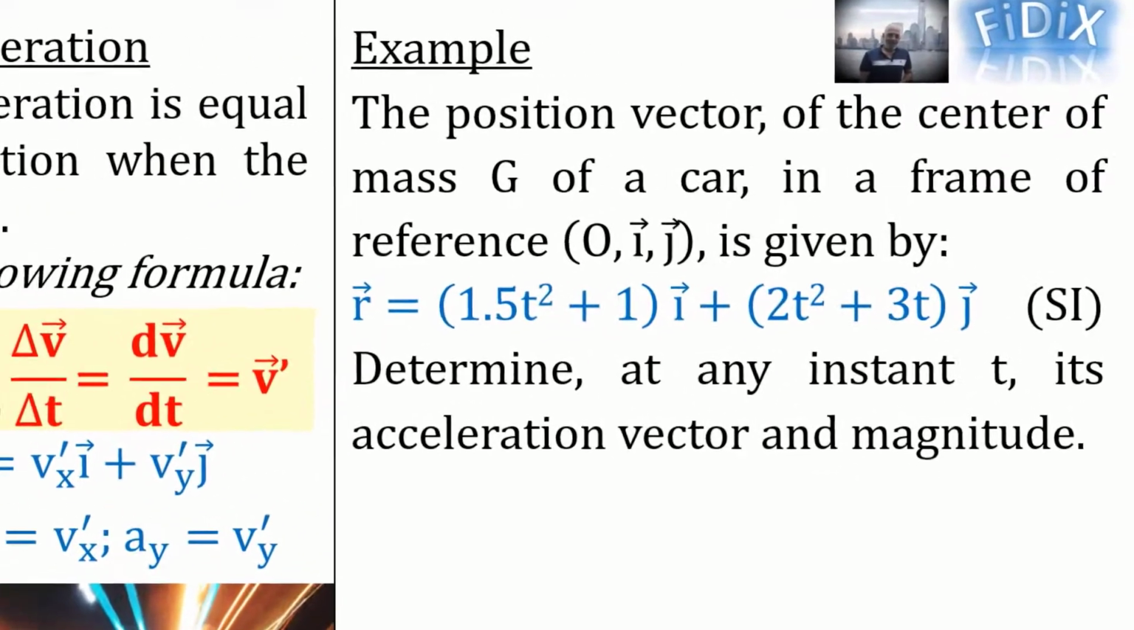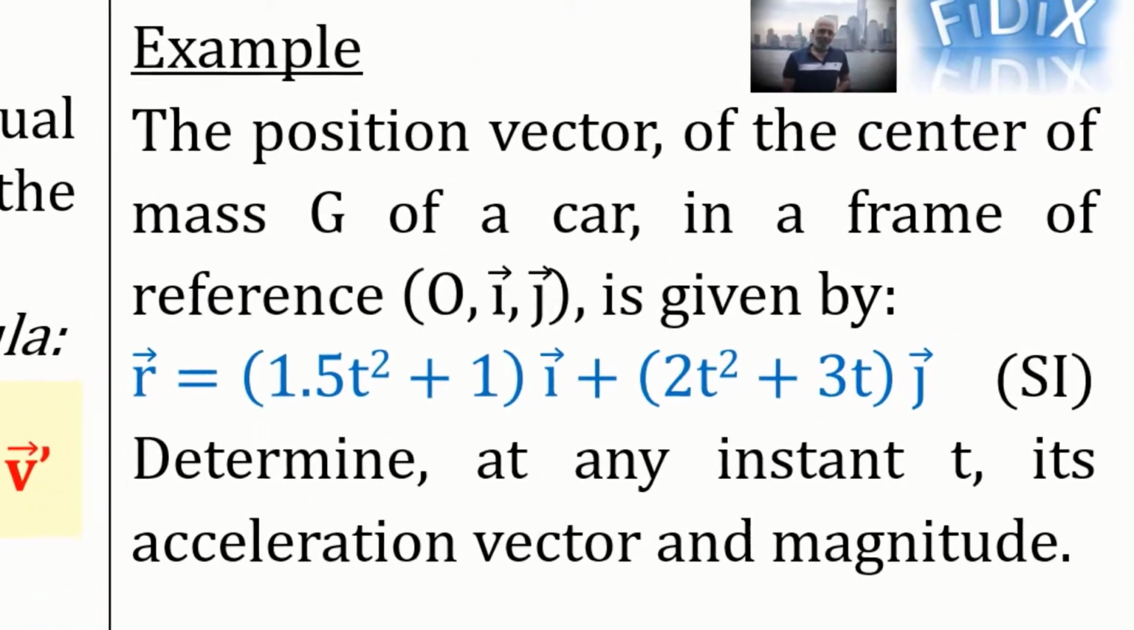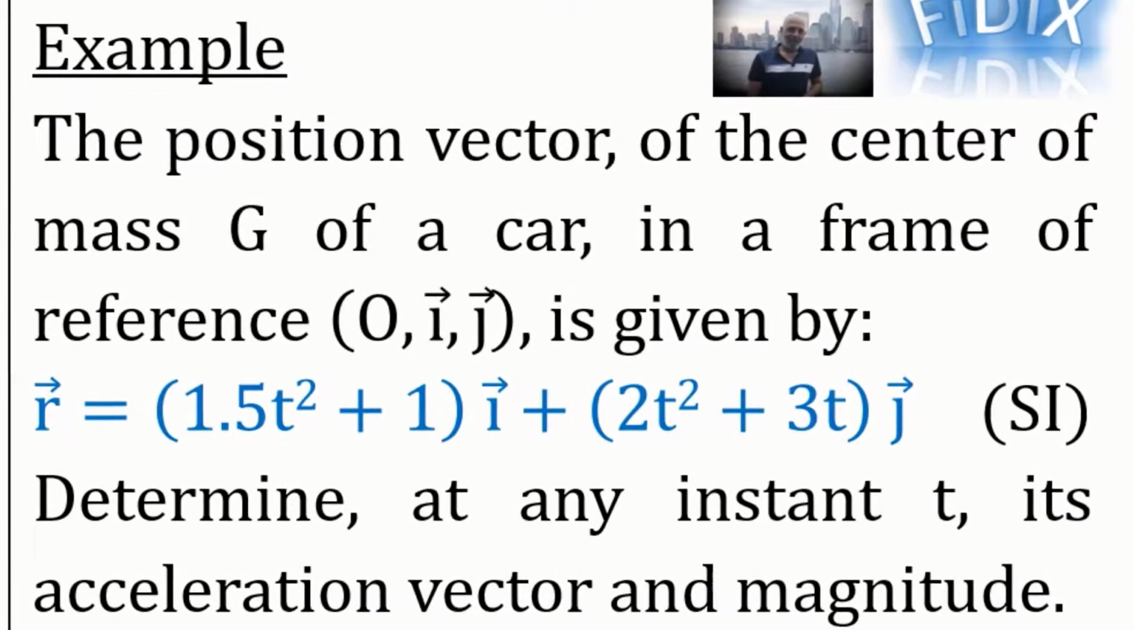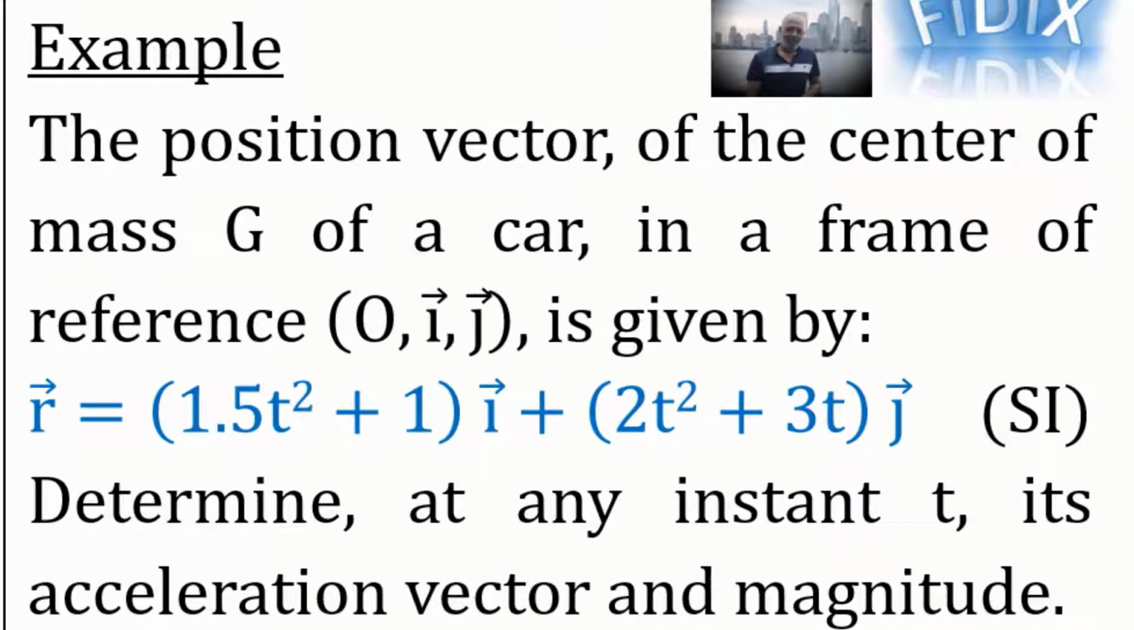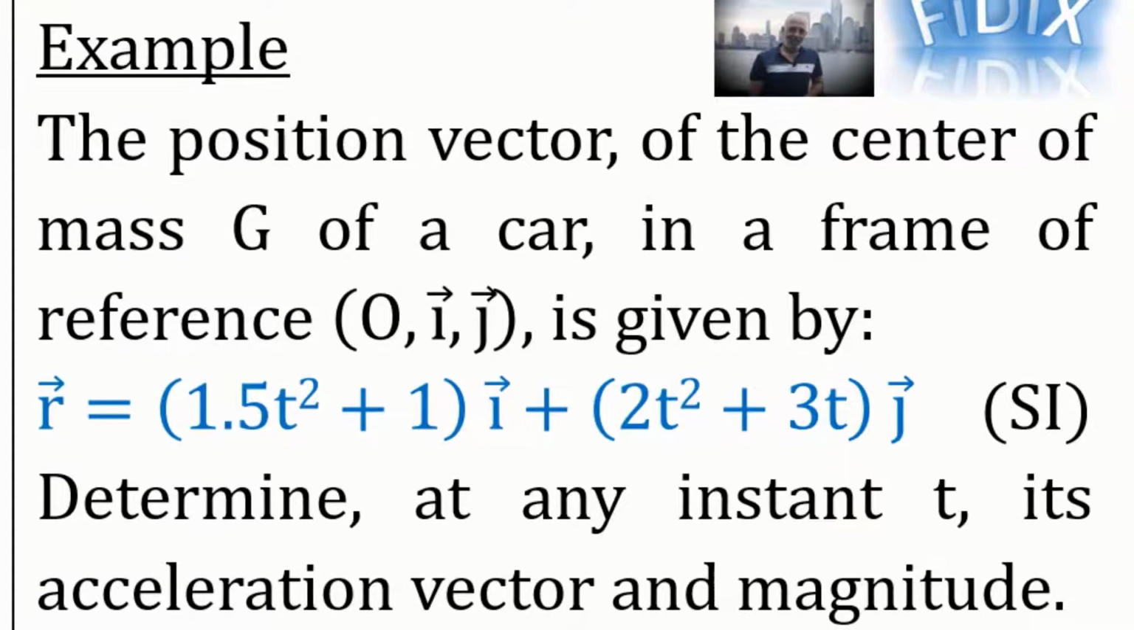Example: the position vector of the center of mass G of a car in a frame of reference (O, i, j) is given by r equals (1.5t squared plus 1) i plus (2t squared plus 3t) j in the SI. Determine at any instant t its acceleration vector and magnitude.